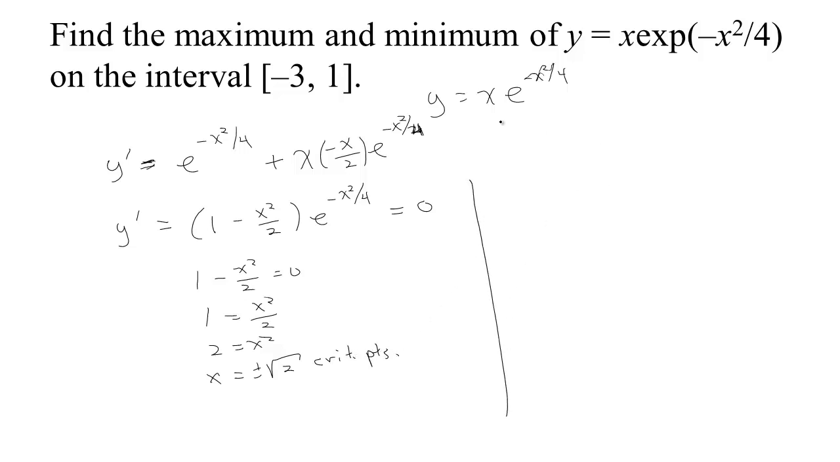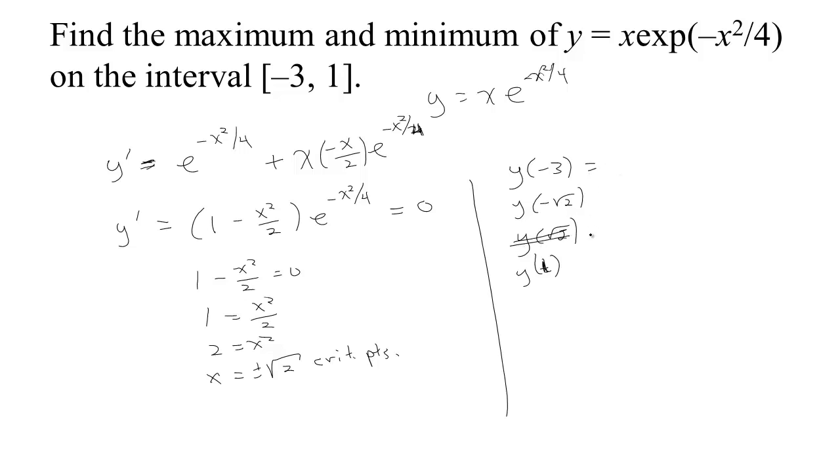Now that I have my critical points, since it's on a finite closed interval, I can just find the value of my function at the critical points and the endpoints. So I've got to check negative 3, negative root 2, that's about negative 1.4, and positive root 2, that's about positive 1.4, and my other endpoint is 1. Oops, this one is out of range, right? Root 2 is beyond the end of this interval, so I don't worry about that one.